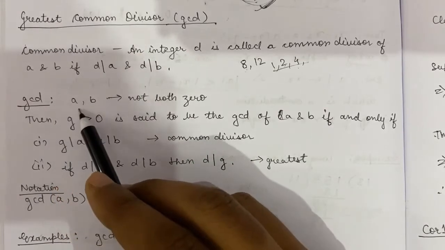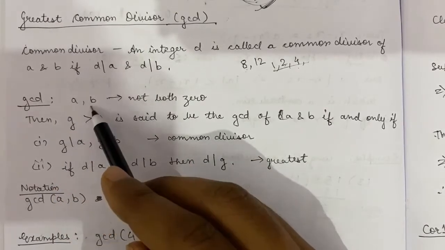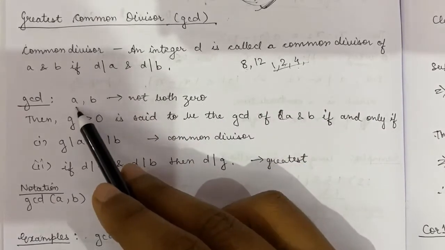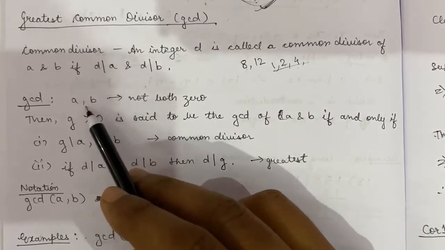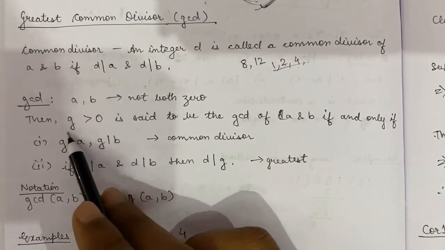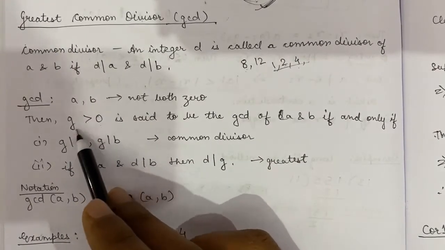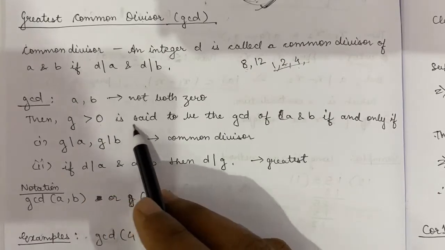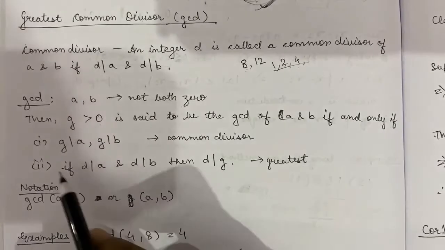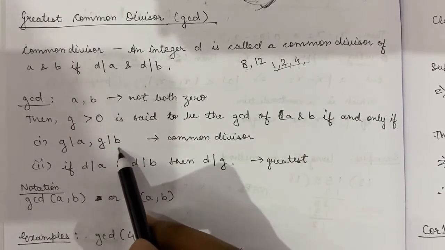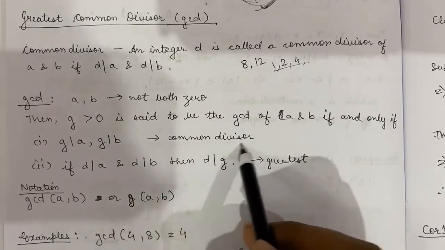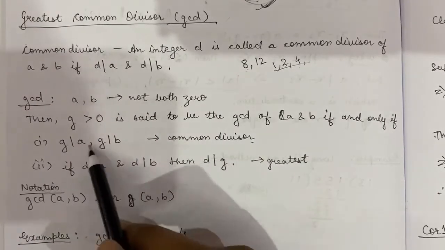And for GCD, a and b are two integers which are not both 0, meaning not both a and b are 0. Then g greater than 0; GCD is always taken to be a positive integer. g is said to be the GCD of a and b if and only if g divides a and g divides b, which means the GCD, greatest common divisor, is a common divisor. It divides both a and b.